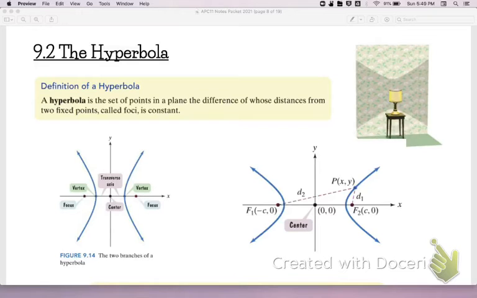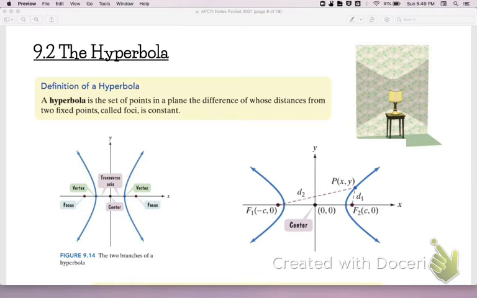We've talked about circles and ellipses, and today we're going to talk about the hyperbola. A hyperbola is the set of all points in a plane, the difference of whose distances from two fixed points called the foci is constant. Remember, with an ellipse, we said the sum of the distances was constant. So now we're talking about subtraction, okay?